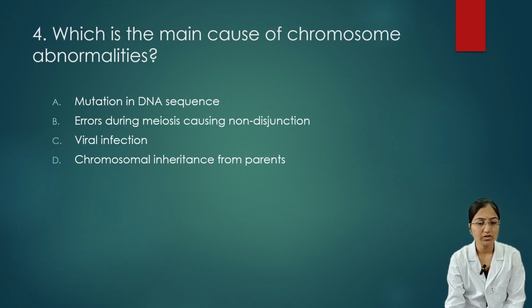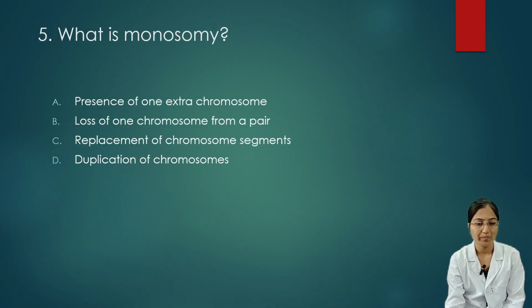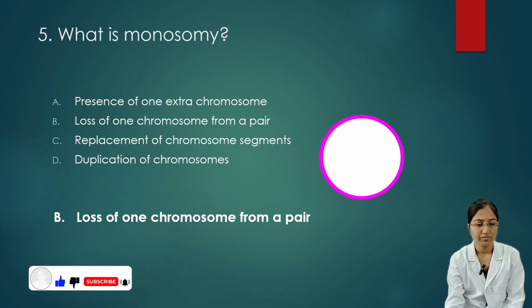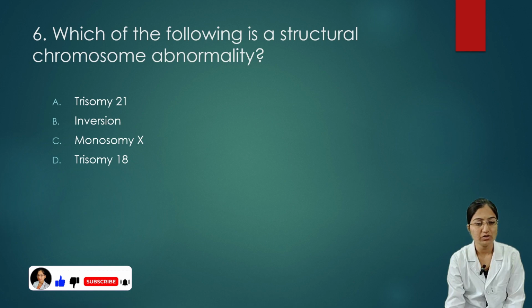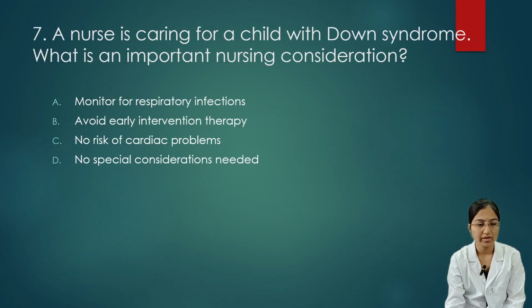Next question. Which is the main cause of chromosome abnormalities? That is errors during meiosis, that is causing non-disjunction. Next question. What is monosomy? Loss of one chromosome from a pair. Next question. Which of the following is a structural chromosome abnormality? Inversion.